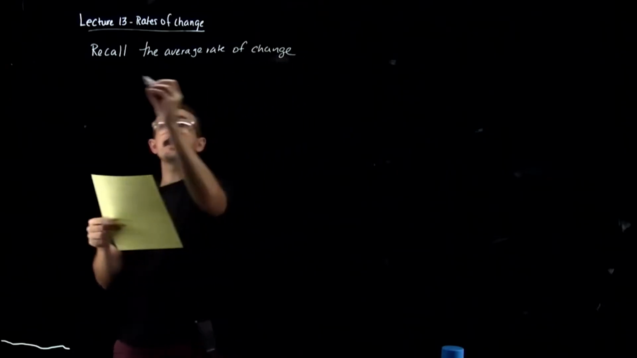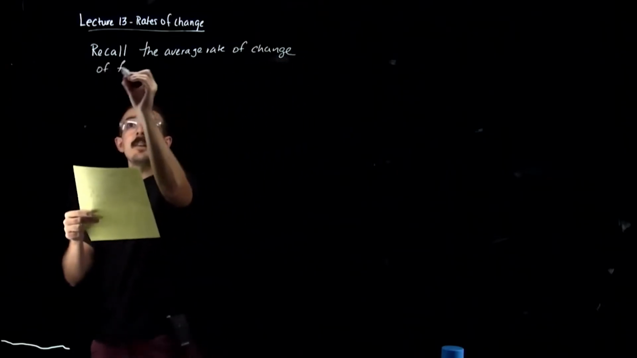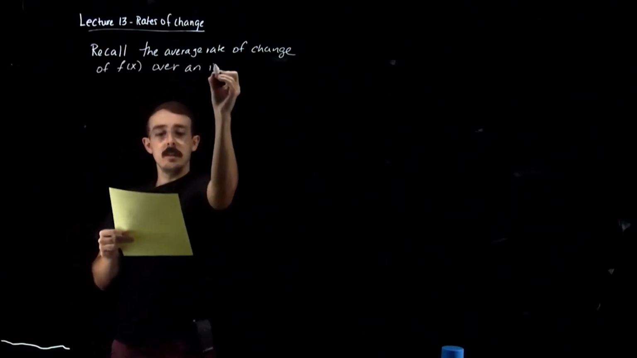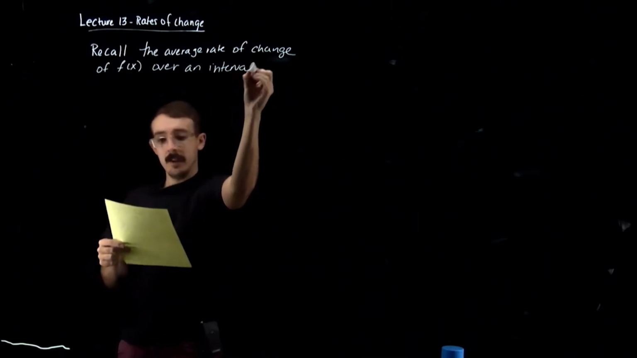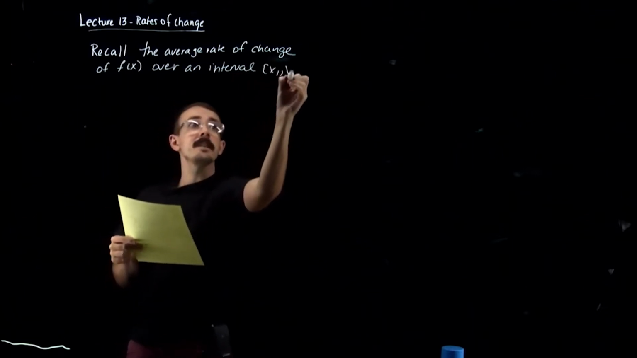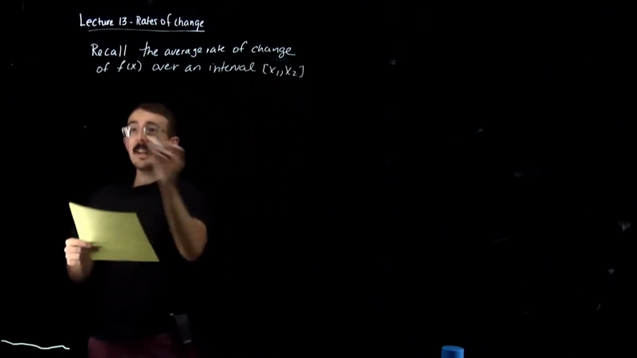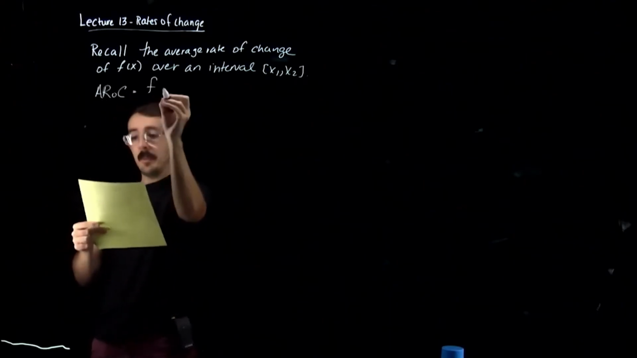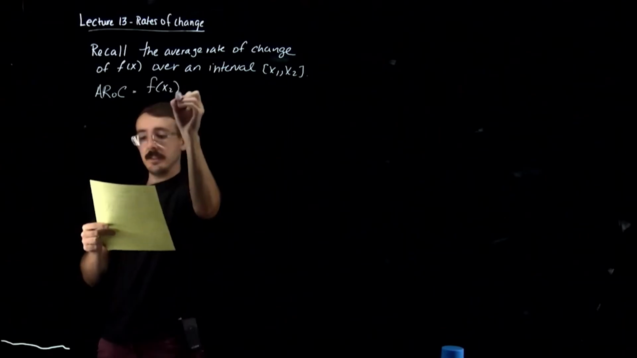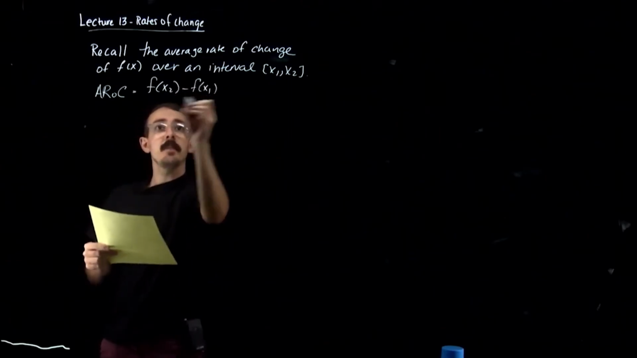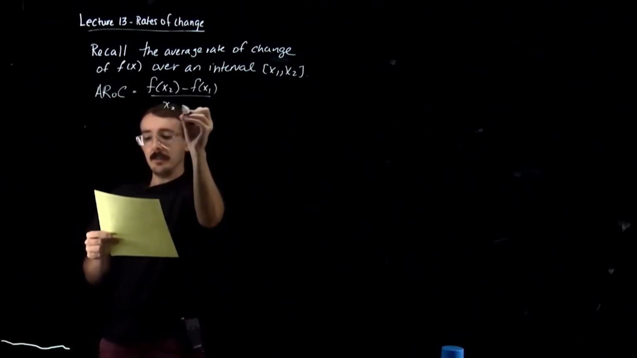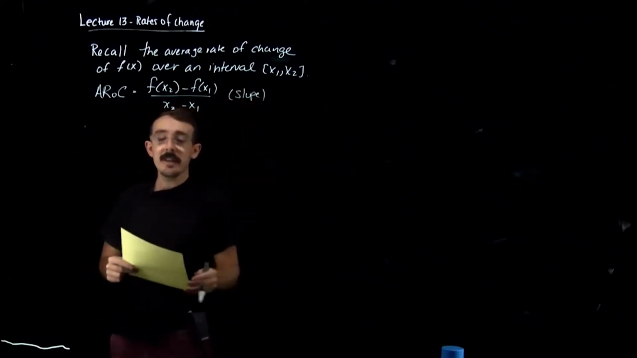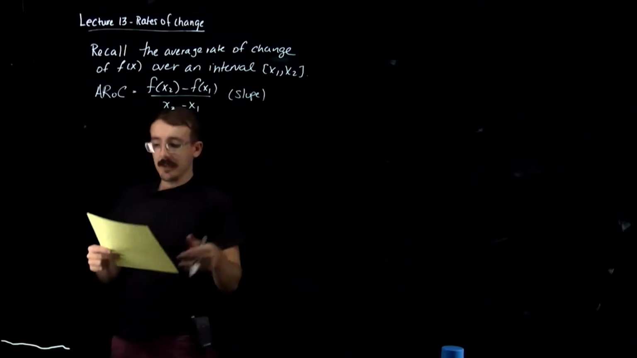So we have the average rate of change of f of x over some interval, and we'll say from x1 to x2. And the average rate of change was given by f of x2 minus f of x1 over x2 minus x1. So this is a good old slope formula. This is the slope of the secant line through the 2 points.